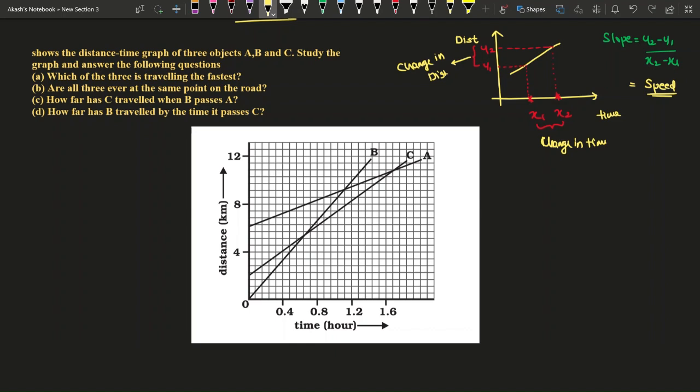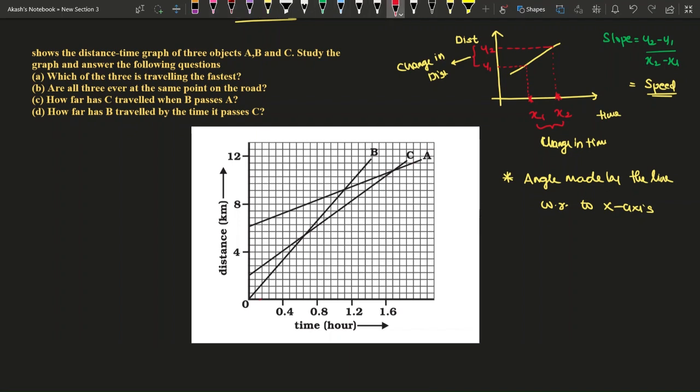Okay. So three different curves are given, A, B and C. How can you obtain the speed of each? We can have two methods to check the slope, because if the slope increases, speed increases. Whichever has the highest slope, what you need to check is the angle made by the line with respect to the x-axis, or with respect to a line parallel to the x-axis.